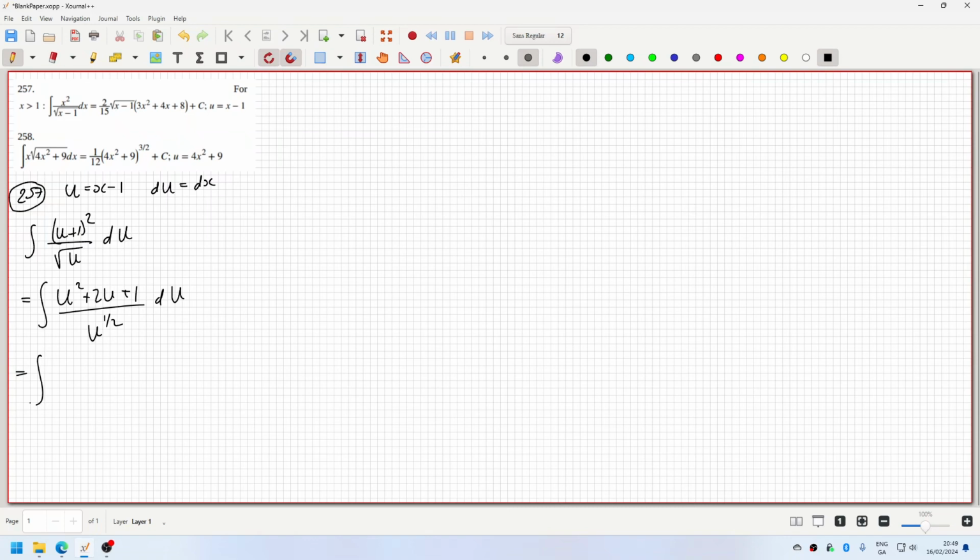So that's the integration of u power 2 minus a half, which is 1.5. And then that's 2u power a half plus u power minus a half du. So this is the function here, f of u. Now we want to check that this is the answer.